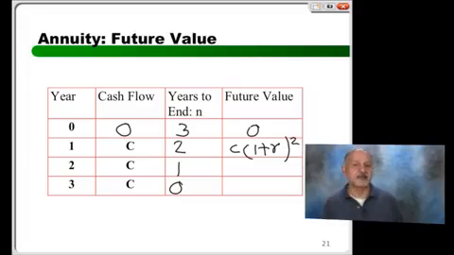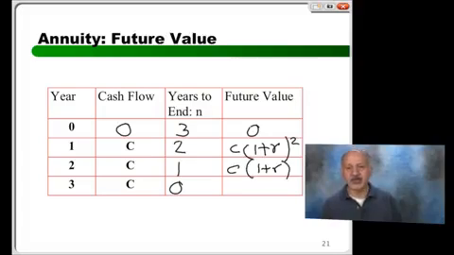Remember, you're carrying it forward. And the reason why it's only squared is because the first payment is at the end of the first year. And how many years are left from 1 to 3? 2. It's pretty straightforward. The second payment is C (1 + R).